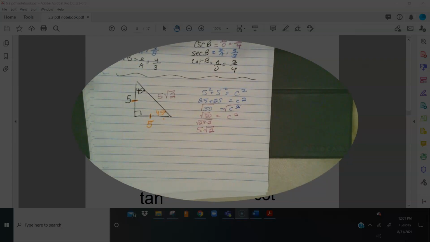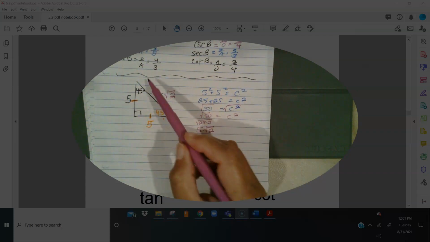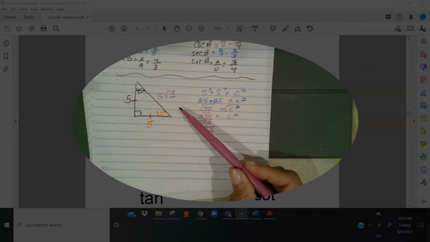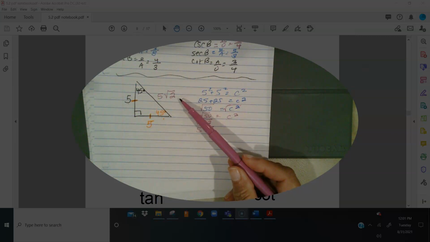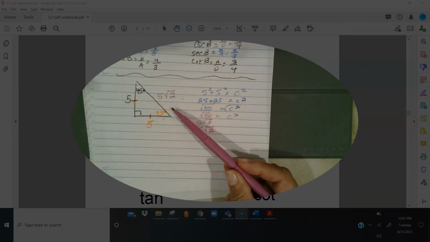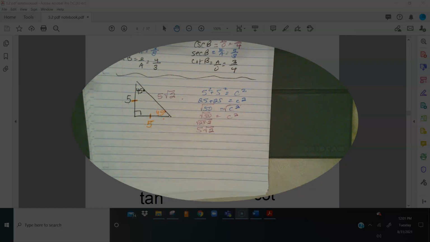And for any isosceles right triangle, this will be true. If the legs are 5, the hypotenuse is 5 times the square root of 2. Just a real quick shortcut for that.